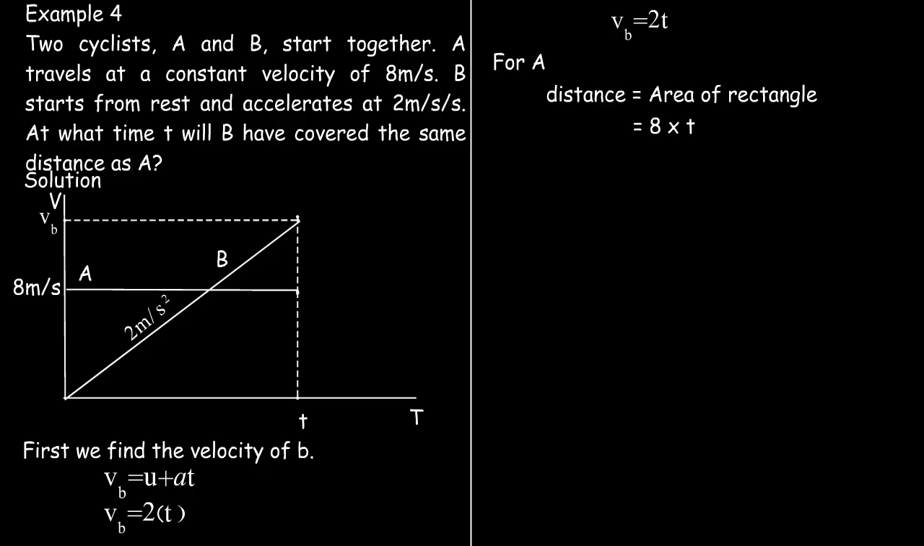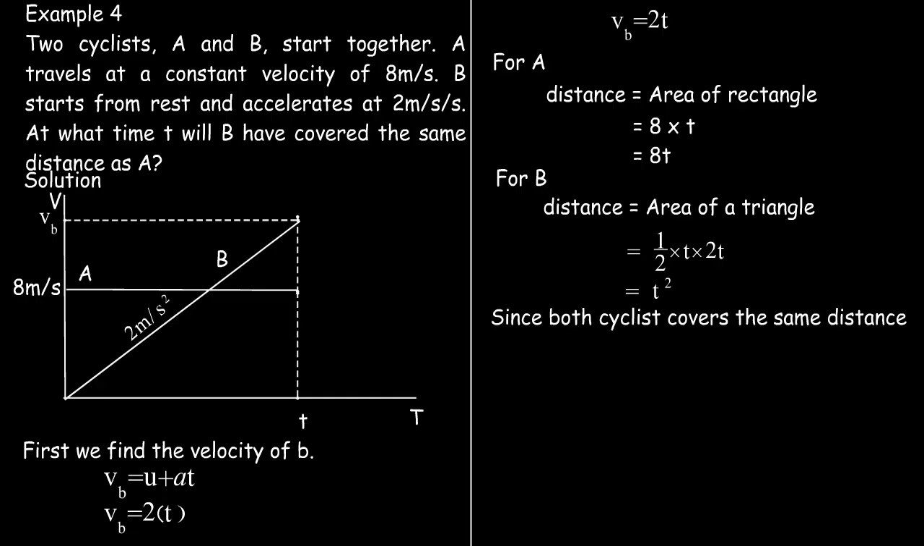For A, the total distance covered will be equal to the area of the rectangle, which is 8 times t, which is 8t. While for B, the distance will be equal to the area of a triangle, which is half base times height, which is 1 over 2 times t times 2t, which is t squared. Now, since both cyclists cover the same distance, t squared will be equal to 8t. We equate both distances together. Dividing both sides by t, t squared over t will be equal to 8t over t, which makes t equal to 8. So the total time for the journey was 8 seconds.